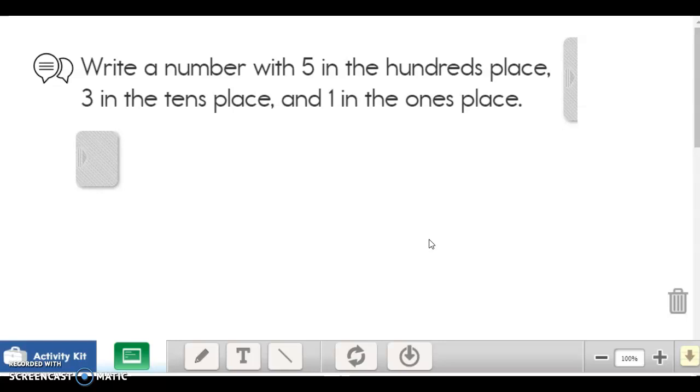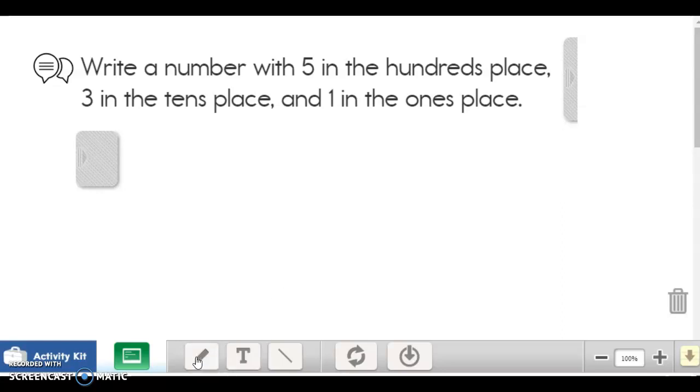We are going to do lesson 9.5. The first couple questions, we're just going to be practicing our mental math facts and fluency, so there's no need to write this down in your journal. You could just write it on a piece of paper.